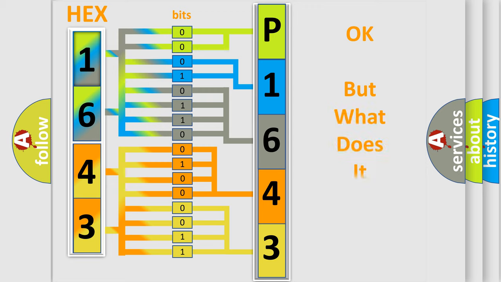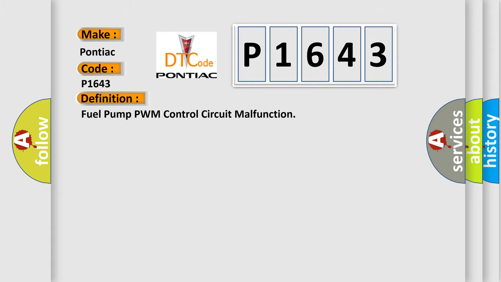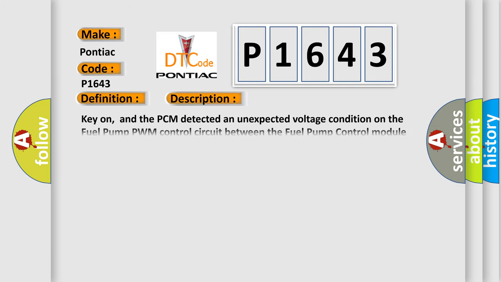The number itself does not make sense to us if we cannot assign information to what it actually expresses. So, what does the diagnostic trouble code P1643 interpret specifically for Pontiac car manufacturers? The basic definition is fuel pump PWM control circuit malfunction. And now this is a short description of this DTC code.